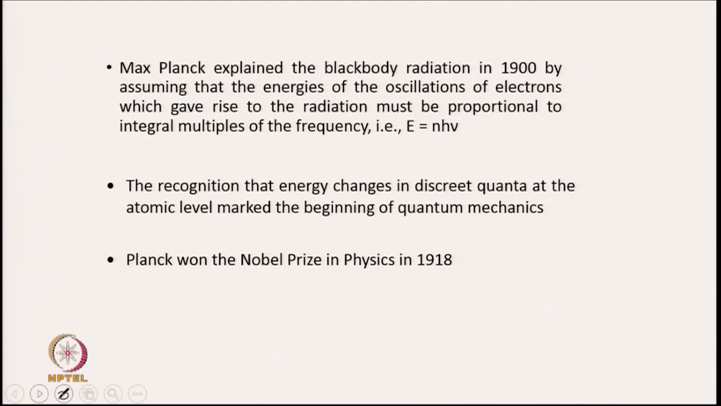The difference between the experimental curve and the curve obtained from classical physics was explained by Max Planck. Max Planck explained this deviation by assuming that the energies of the oscillations of electrons which give rise to radiation must be proportional to an integral multiple of the frequency, E is equal to n h nu. This recognition that energy changes in discrete quanta at the atomic level marked the beginning of quantum mechanics, and Planck won the Nobel Prize in Physics in 1918.